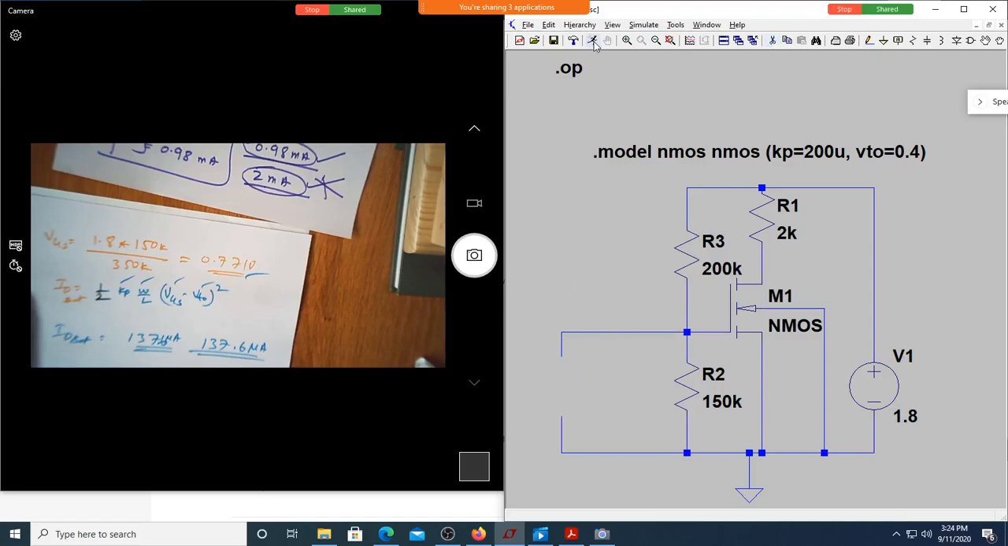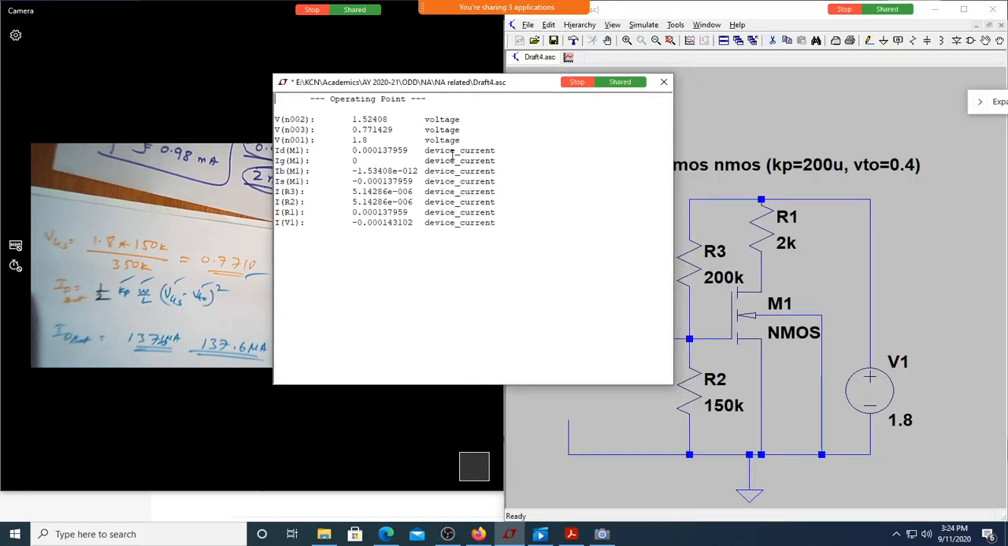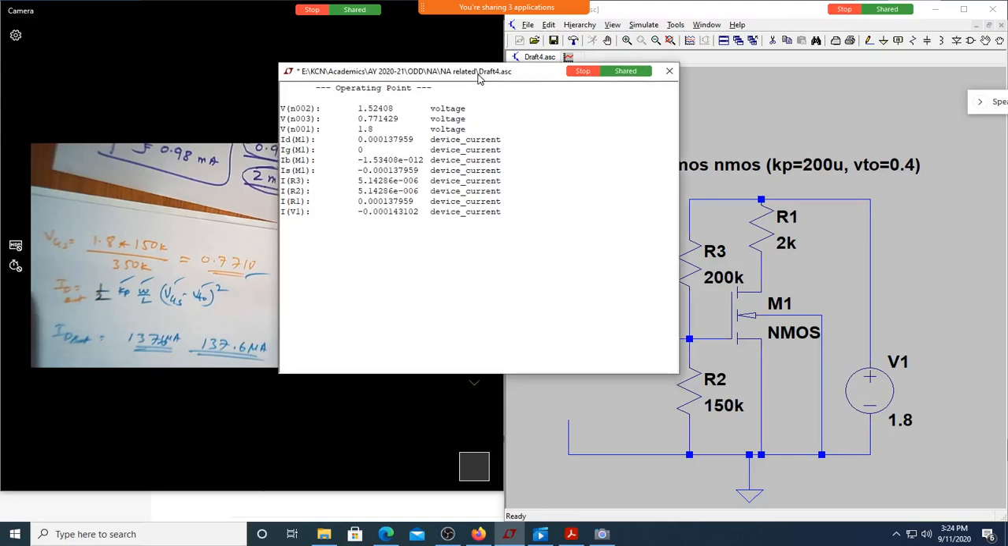I have removed it, I will run it. Now can you see, are you getting it? It is now 0.771. What is the current? You can see that it is 137 micro, 0.000139, okay, it is 137 micro.